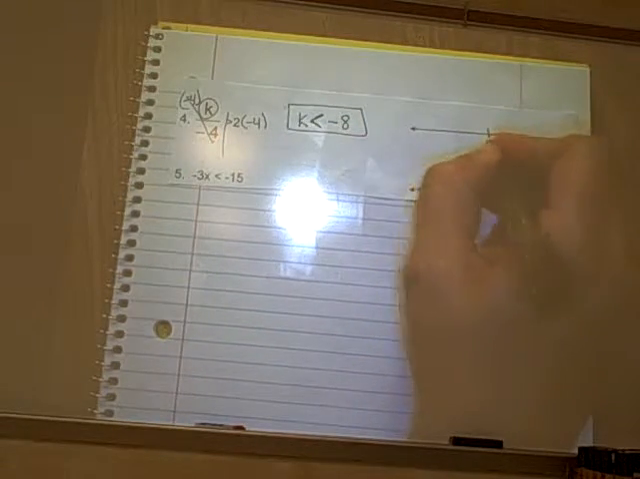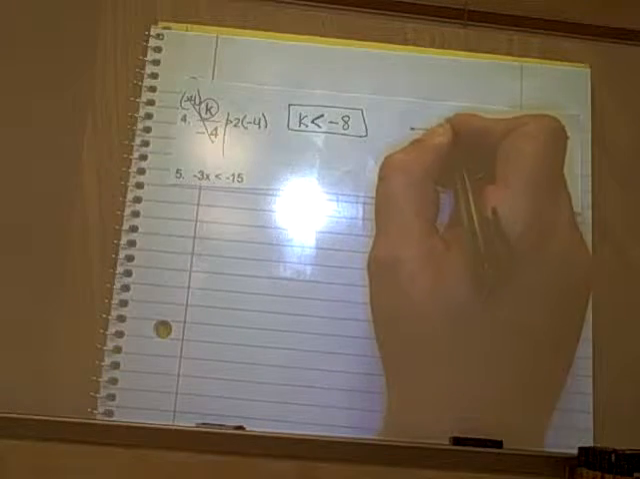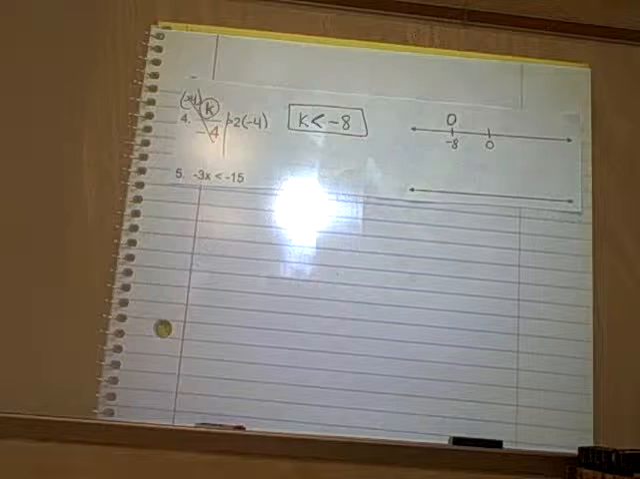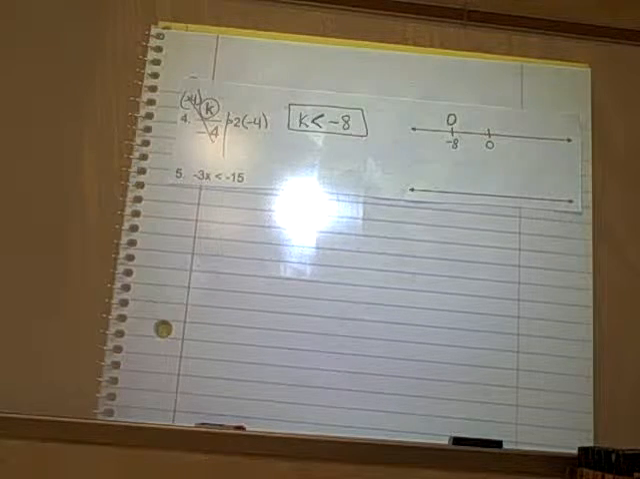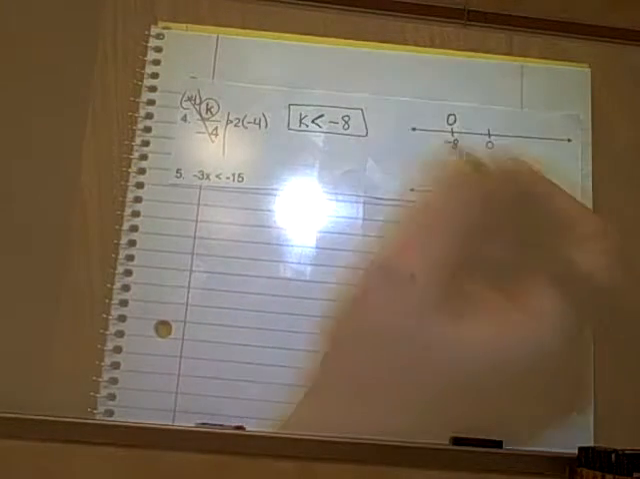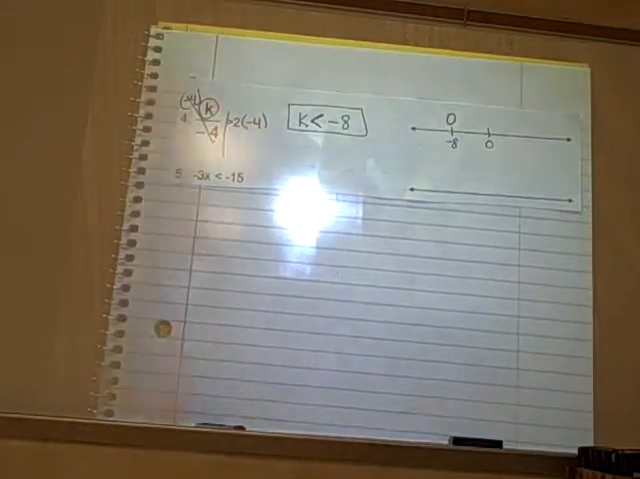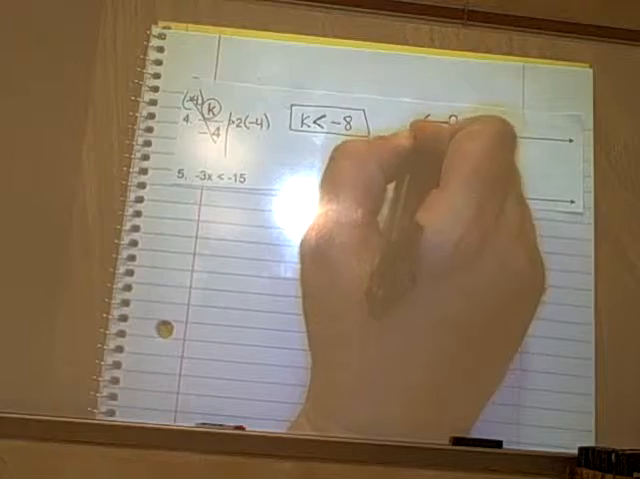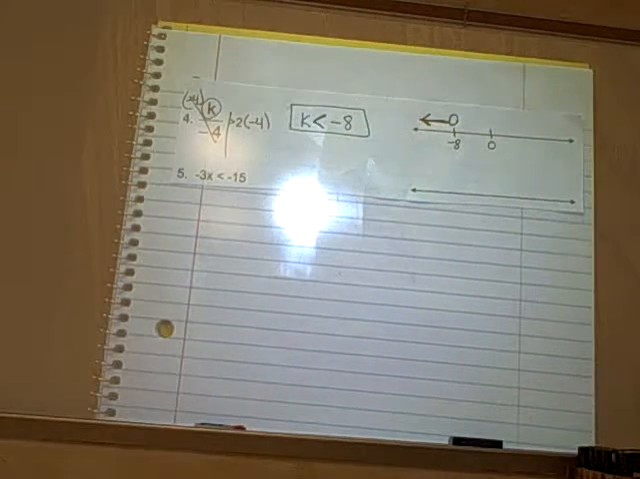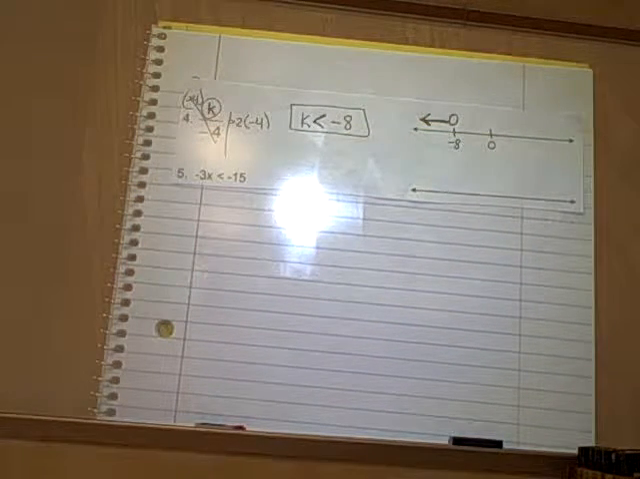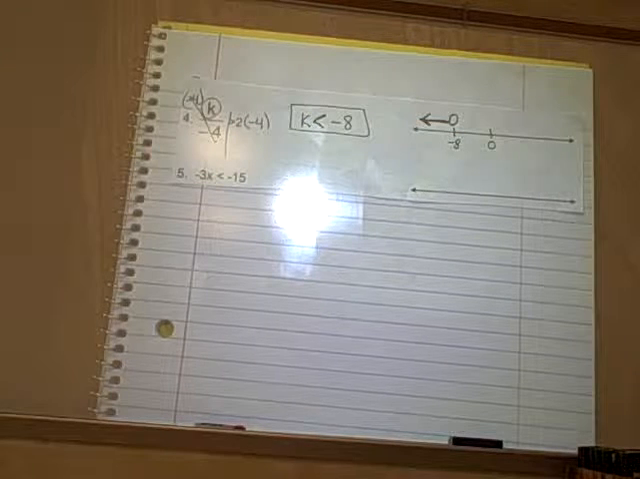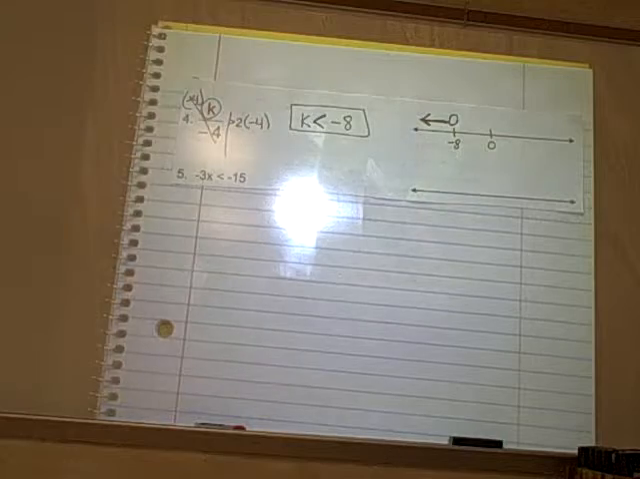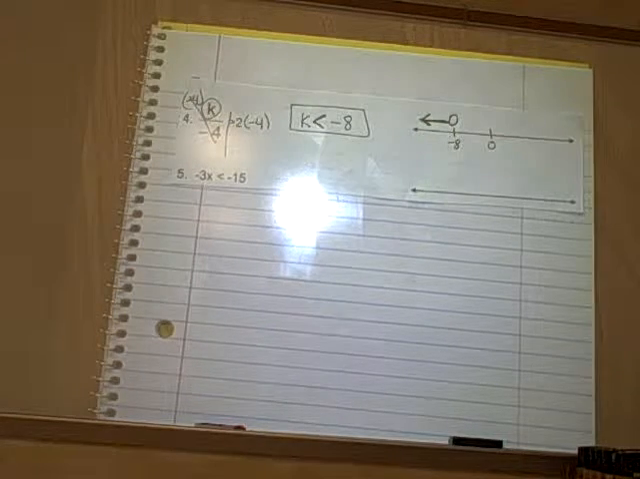Here's 0. -8 is going to be over here somewhere. Is that going to be an open circle or closed circle? It's open. You're right. And then my arrow up here for my line graph is going to go to the left just like my arrow right here is. So draw your line graph. It's just like a number line, all you're doing. You're graphing it on the number line, showing us what the answer is.